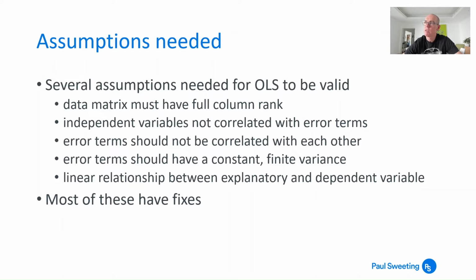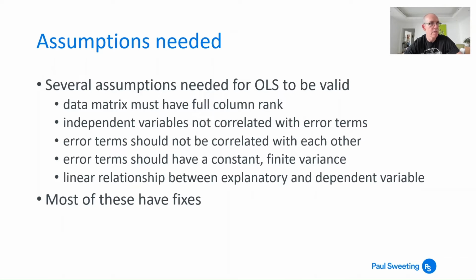So if you've got error terms correlated with each other, what this means is that what's happening in one period is affecting what's happening in subsequent periods. So you've got serial correlation or autocorrelation, and you need to start dealing with it with adding lagged variables and things like that. The error terms should have a constant finite variance, so it's got to be a finite variance, otherwise you can't minimize the error terms.